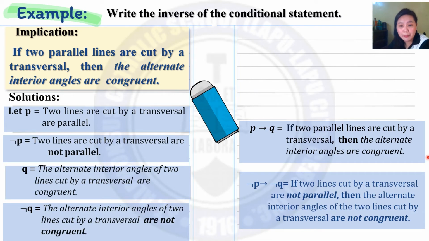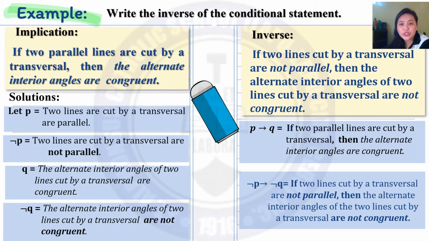Our inverse will be, if not P, then not Q. So, if two lines cut by a transversal are not parallel, then the alternate interior angles of two lines cut by a transversal are not congruent. I repeat, our inverse will be: if two lines cut by a transversal are not parallel, then the alternate interior angles of two lines cut by a transversal are not congruent.